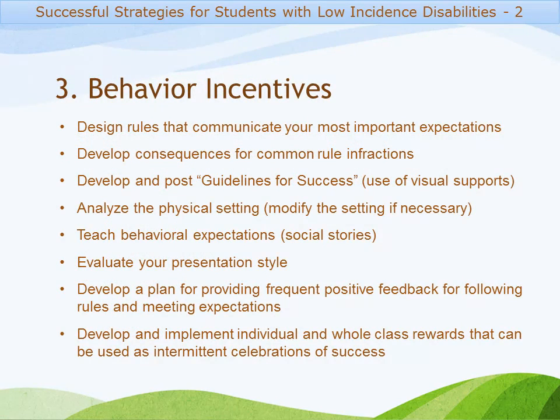The third essential element is behavior incentives. Many low-incidence disabilities students have challenging behaviors. All students must receive instruction in appropriate behavior. Teachers should design reinforcement checklists. A hierarchy of behavior intervention might include: number 1, redirecting the behavior; 2, simplifying the task; 3, moving to less stimulating environments; and 4, teaching a communication alternative.